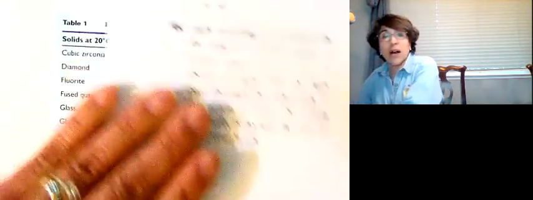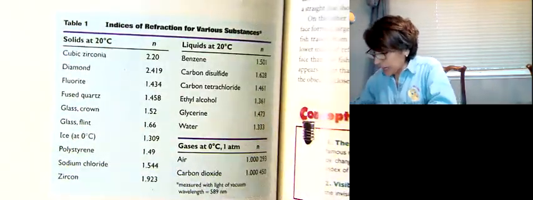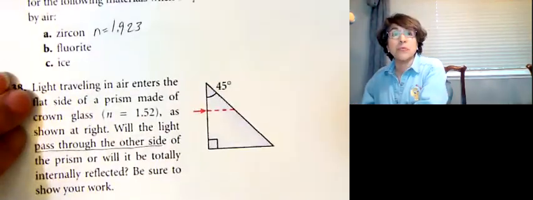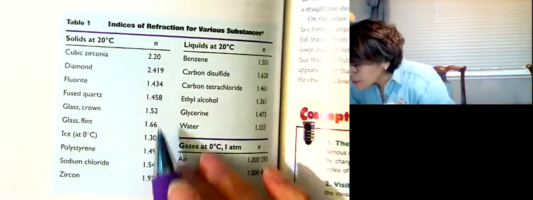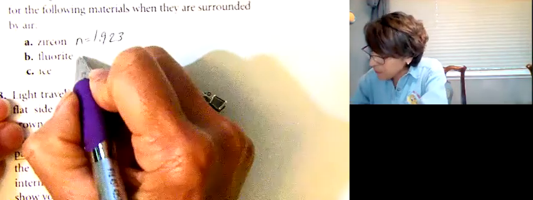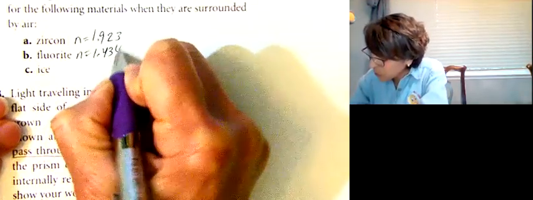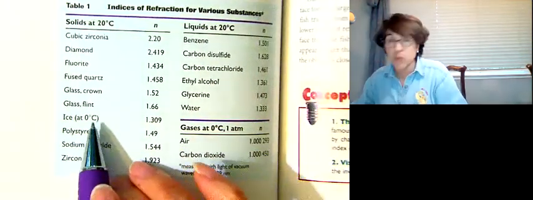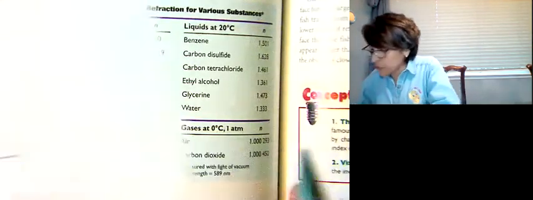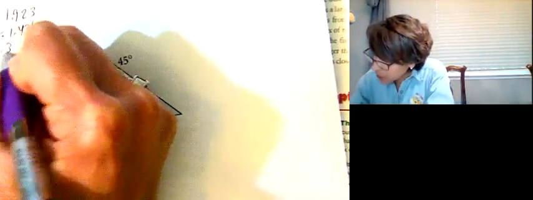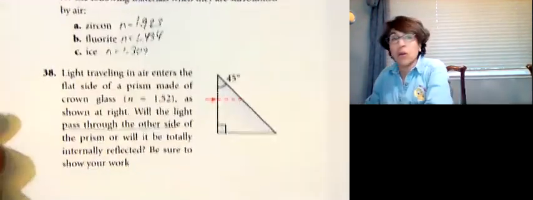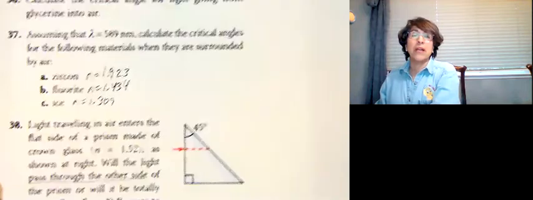There we go. For zircon, N is 1.923. For fluorite, 1.434. And for ice, I saw it here. At 0 degrees, which would be 32 degrees Fahrenheit, it's 1.309. All right, so at least we've got that. Now I need my big fat book. Teacher's book is huge. Okay, so we just want to know what the critical angles are.